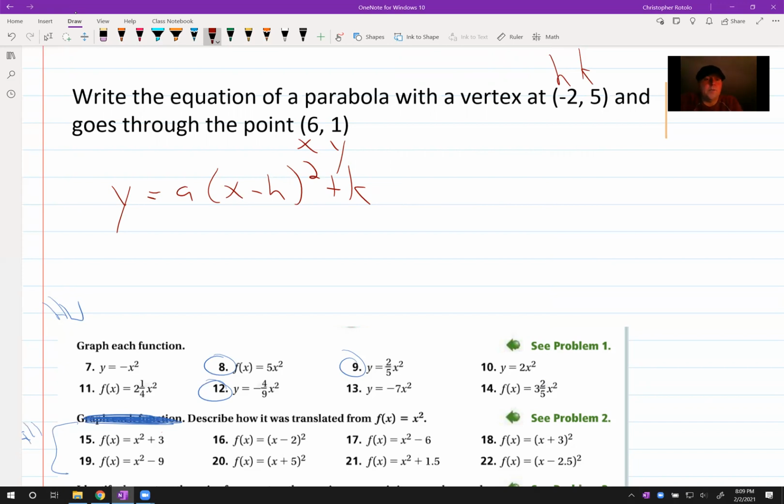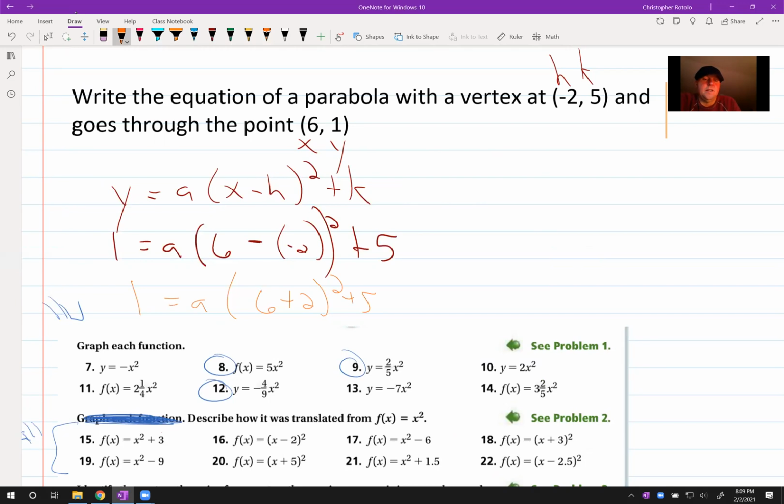What's y? y is 1. What's a? That's what we're going to solve. x is 6. 6 minus what? -2. Okay, double sign. We're never going to do that again, right? That's going to become +2, and it's +5. So we have all these things. Let's clean this up just a little bit, because it is Algebra 2, for goodness' sake. 6 plus 2 squared plus 5. Here we go. Let's go ahead and get rid of the 5.